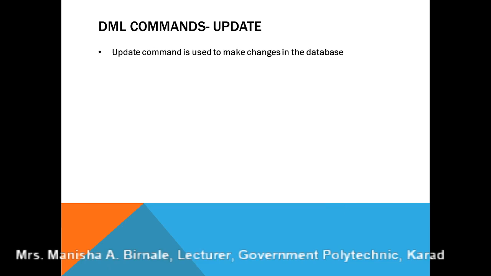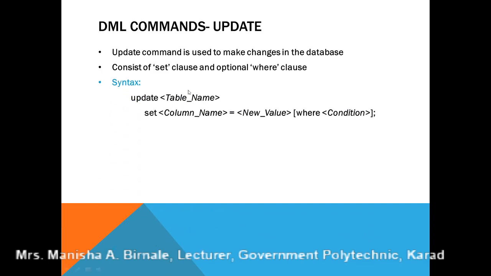So let us see second DML command, and that is update command. Update command is used to make changes in the database, to update the database. This command consists of set clause and optional where clause. This is the syntax for update command. Update table name, then set column name equal to new value, updated value. And here where condition is written in square brackets because it is optional.